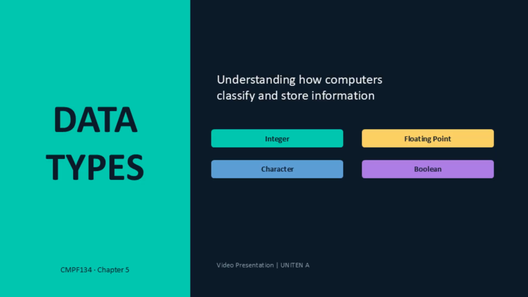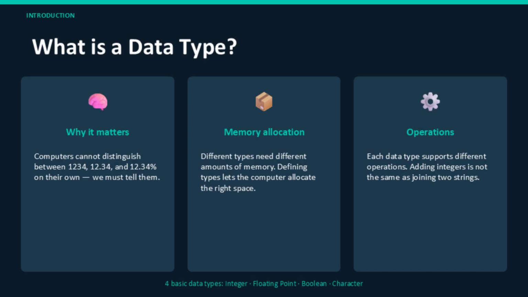Hello everyone and welcome to our video. Today we'll be exploring the topic of data types. We'll explain the characteristics of integer, floating point, character, and Boolean data types and see how each one stores information in computer memory. Before we discuss each data type, let's first understand what a data type actually is.